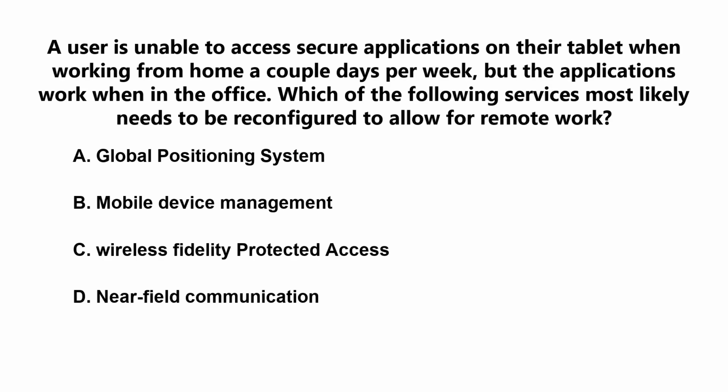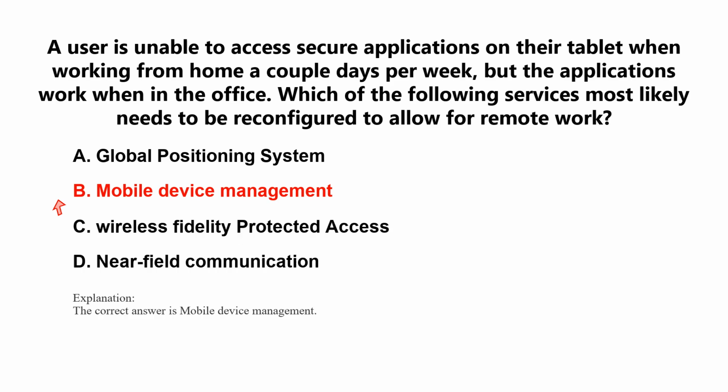Question 39. A user is unable to access secure applications on their tablet when working from home a couple days per week, but the applications work when in the office. Which of the following services most likely needs to be reconfigured to allow for remote work? Option A, global positioning system. Option B, mobile device management. Option C, wireless fidelity protected access. Option D, near-field communication. The correct answer is option B, mobile device management.